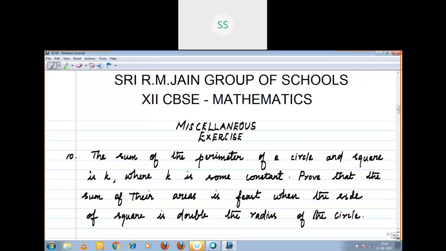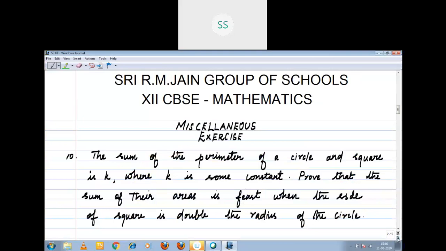In miscellaneous exercise, question number 10, I am going to discuss today. The sum of the perimeter of a circle and square is k. What is the perimeter of a circle? 2 pi r. What is the perimeter of a square? 4a. The sum of the perimeter of a circle and square means 2 pi r plus 4a equal to k. The first statement gives the result 2 pi r plus 4a equal to k.